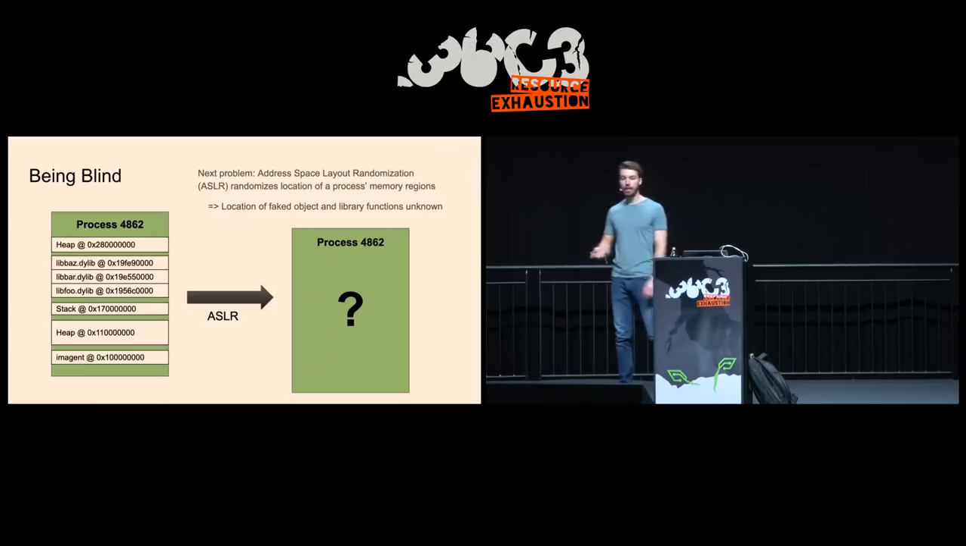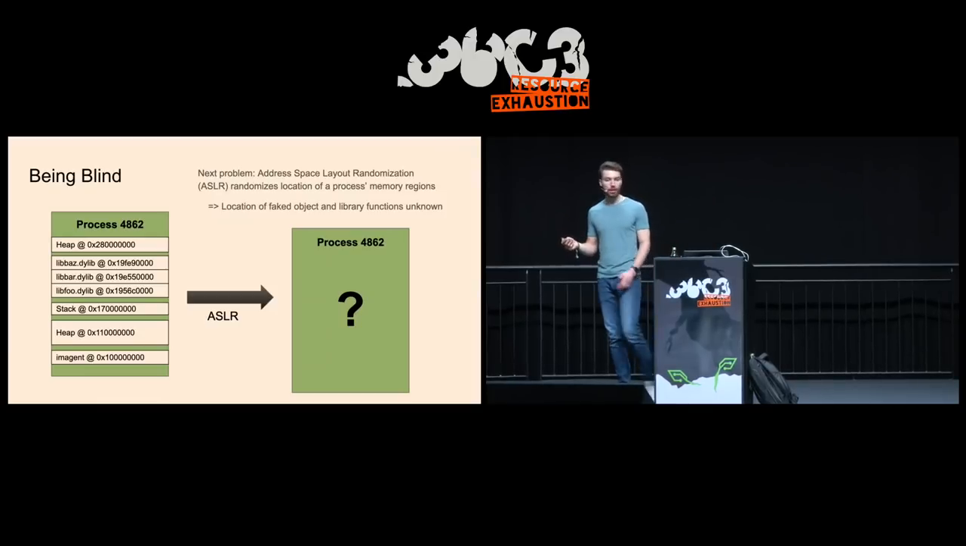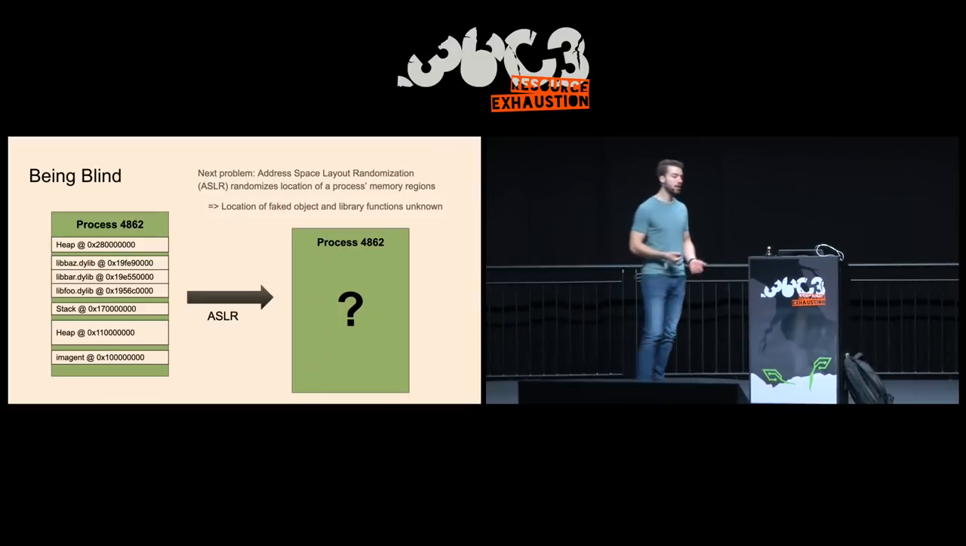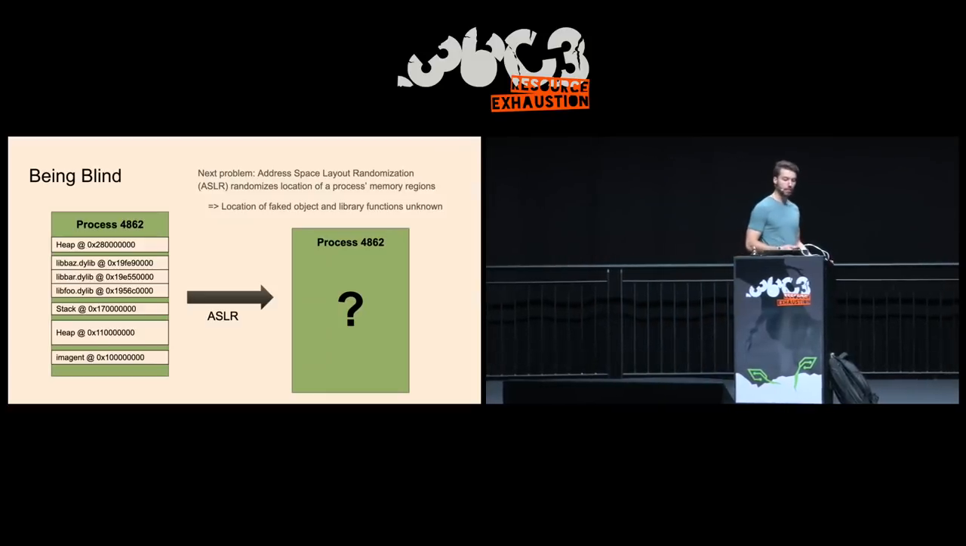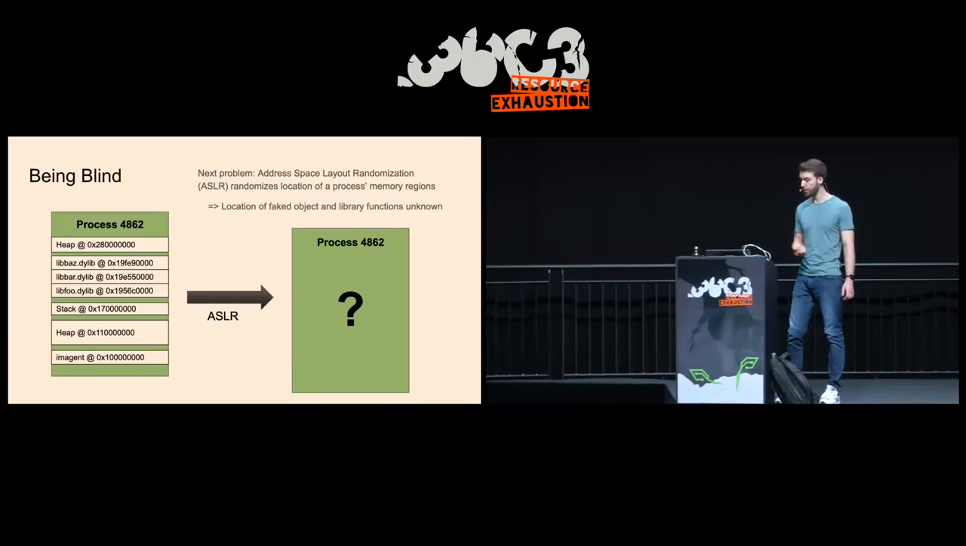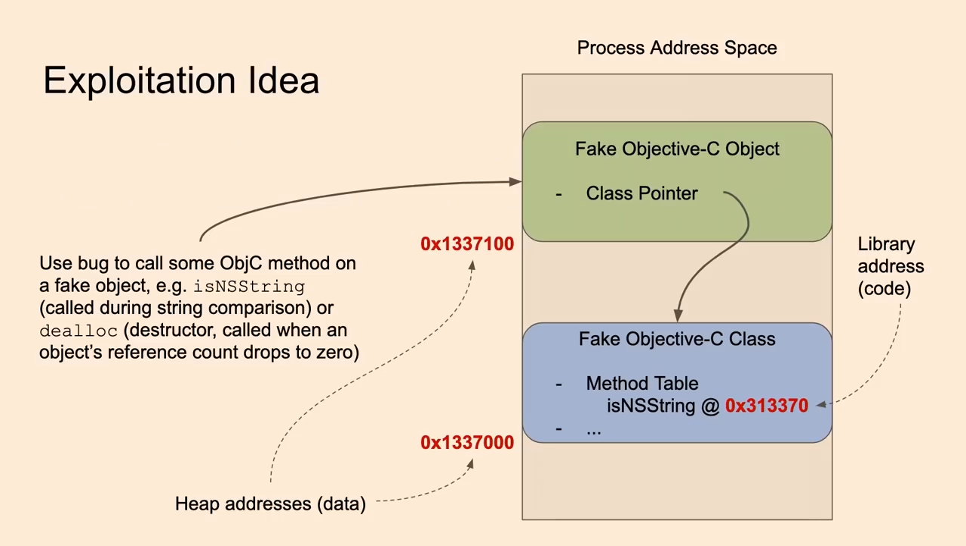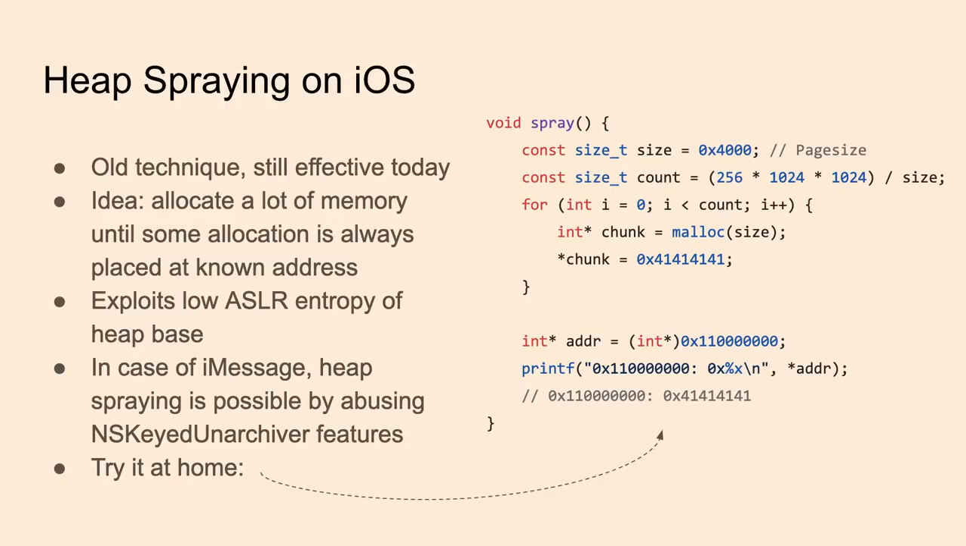With ASLR, everything is shifted. And now all the addresses are randomized, and we don't really know where anything is. And so that makes it harder to exploit this. So we need an ASLR bypass, is what this means. We're going to divide it into two parts. So the heap addresses, we get them in a different way than the library addresses. So let's see how we get heap addresses.